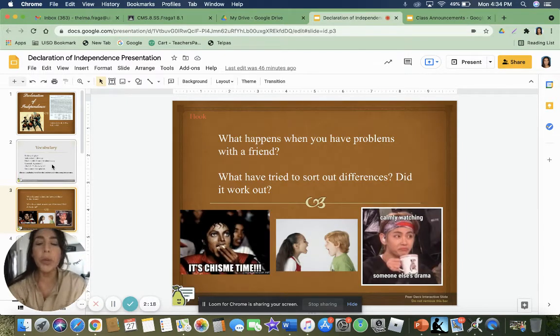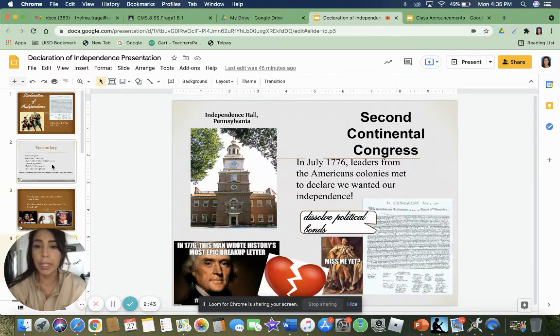Now, what happens when you have problems with a friend? What have you tried to sort out? How do you sort out your differences? I want to say almost all of us have come to a point where we've had conflict with someone. Usually you try to come to a resolution with that friend. When a resolution cannot be made, this is where we see a fallout or a breakup. And that's what's going to happen between the 13 colonies and England.